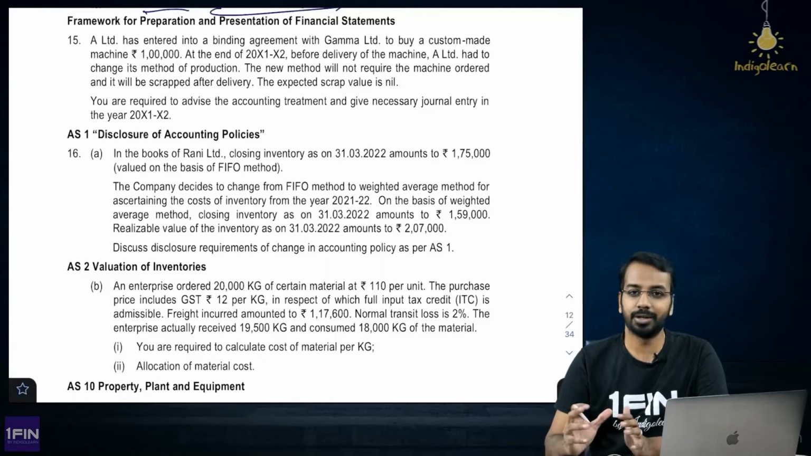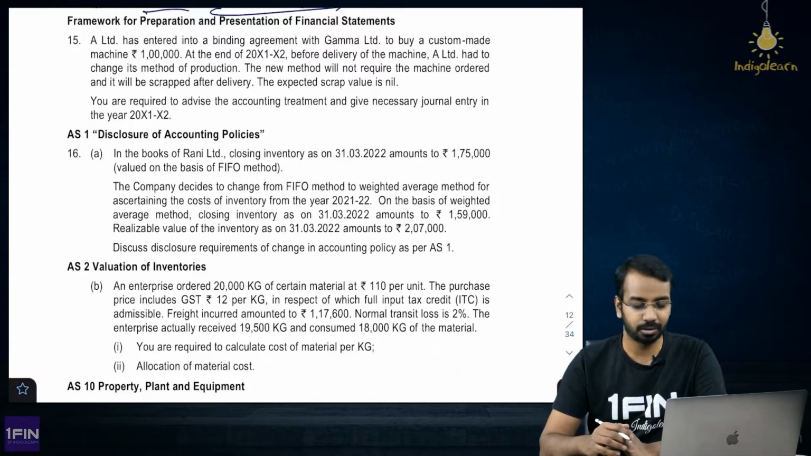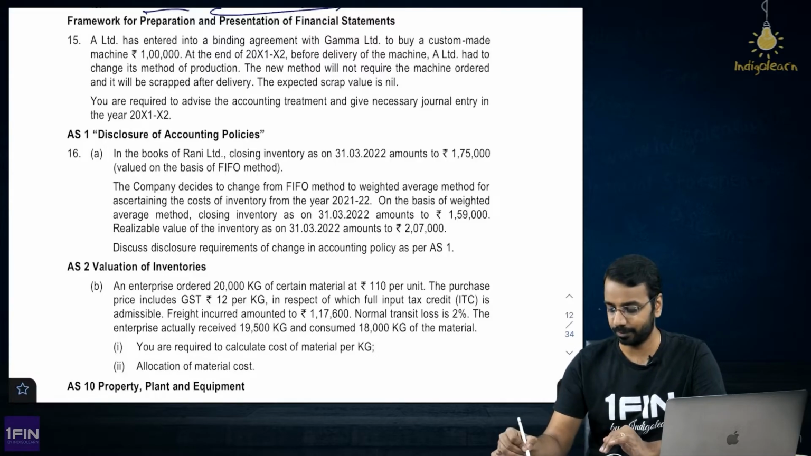Now, in the previous video we discussed the other chapters. Now we'll look at the questions based on the accounting standards and the framework.